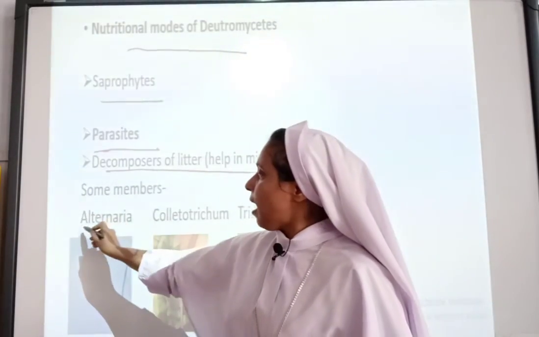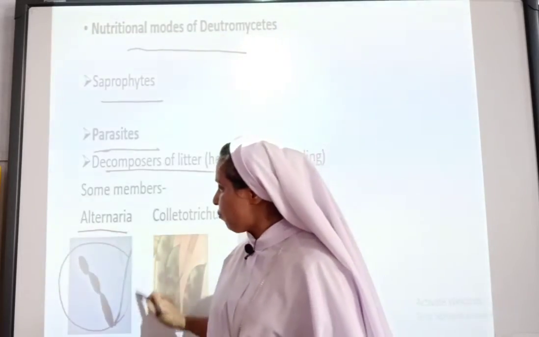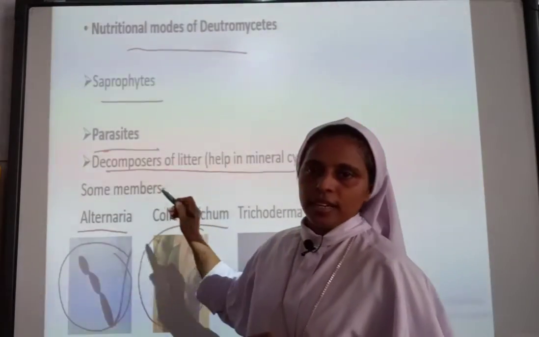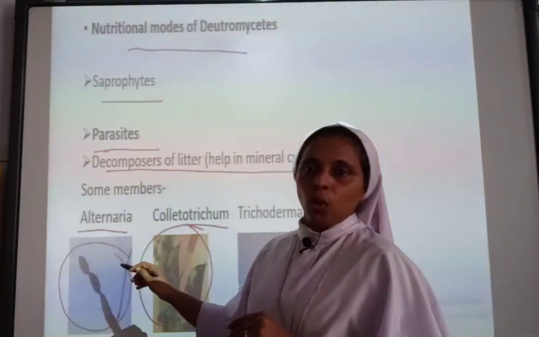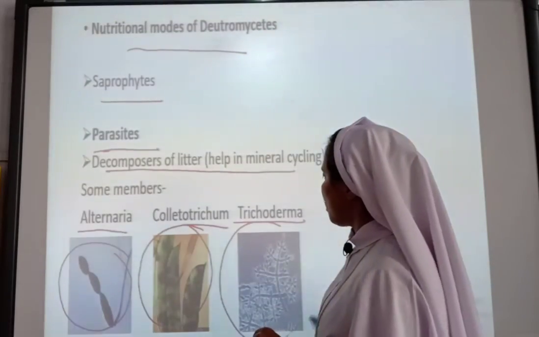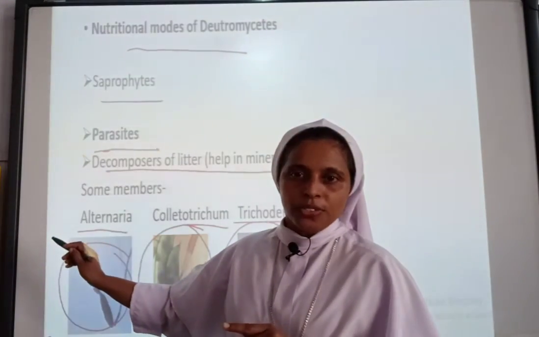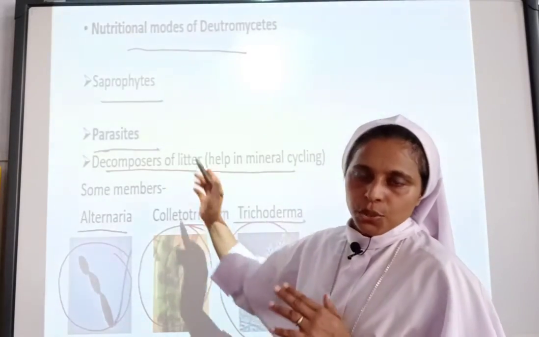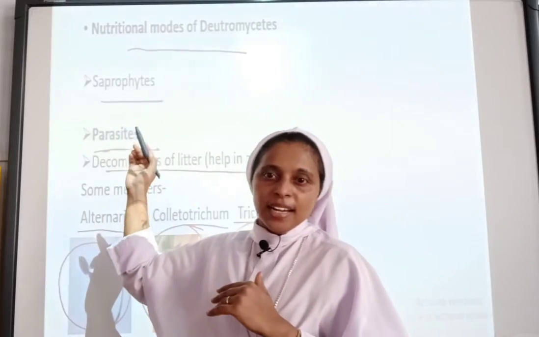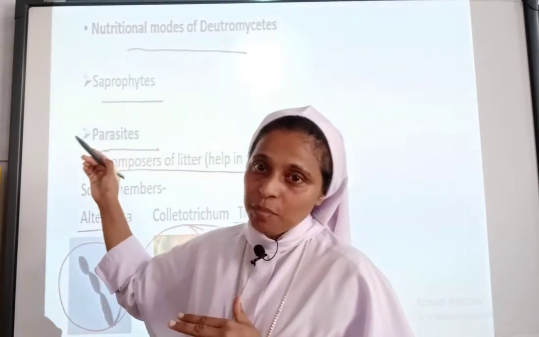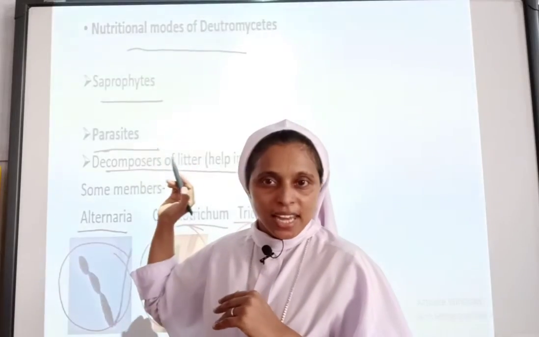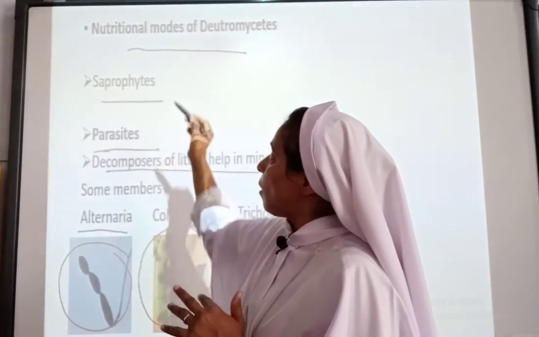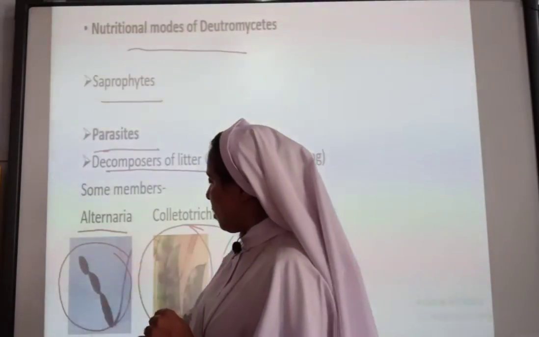Some members are Alternaria. You can see here the image of Alternaria. Then Colletotrichum, another example of the deuteromycetes. And the next one is Trichoderma. You can see here the images of Alternaria, Colletotrichum and Trichoderma. So coming to the nutritional modes, they are saprophytes, decomposers helping in mineral cycling, and also parasites. Those are the characteristic features of the nutritional modes of deuteromycetes.